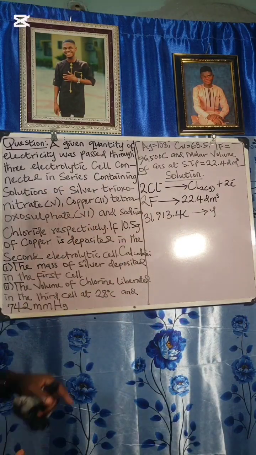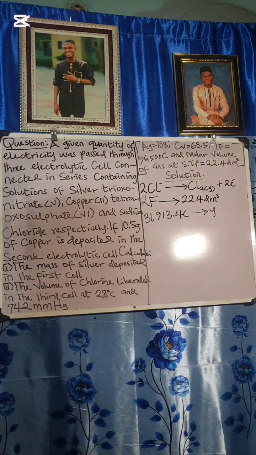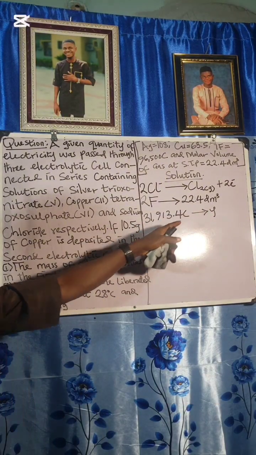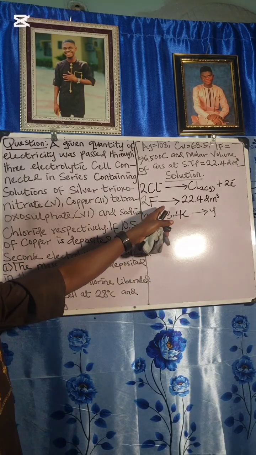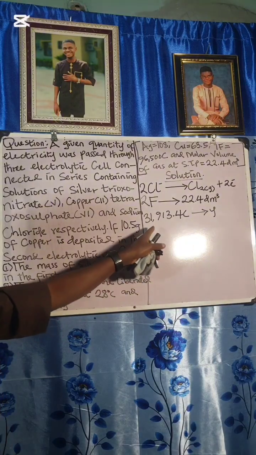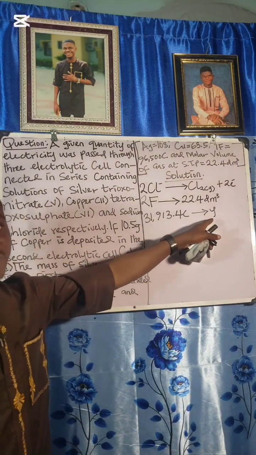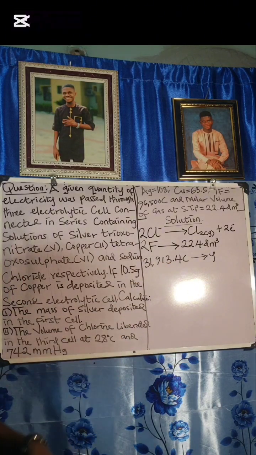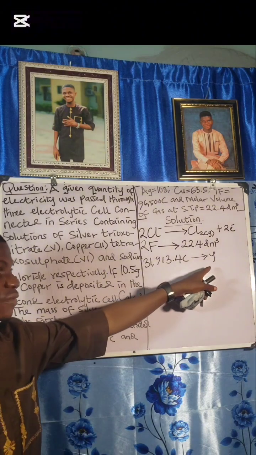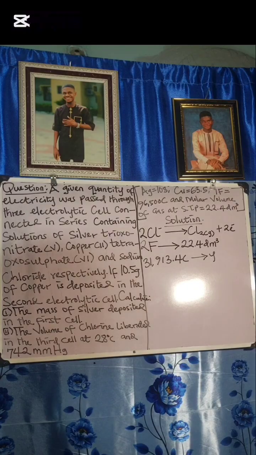Now, 2 Faradays will be required to liberate about 22.4 cubic dm. That is the molar volume of gas at STP. Now, if 2 Faradays is required to liberate this volume, then 31,913.4 coulomb will liberate how many cubic dm of chlorine gas? And that is what we're trying to find. We don't know the volume yet. Let's call it Y. So by relating this mathematically, we're going to cross multiply, and then from there we're going to find our Y.